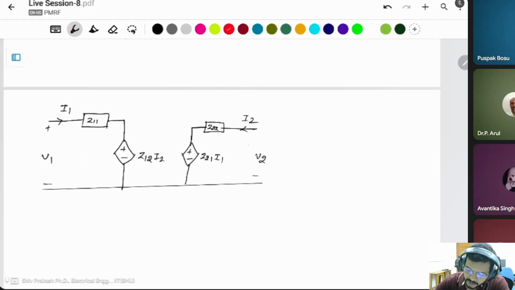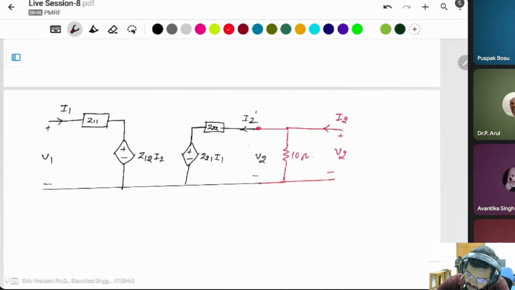Okay, but in the question, another resistance is added as 10 ohm. Then after the final equation, you have to find this parameter. This is the V2. Voltage is same because of the parallel connection, but current is different. I have to write this as I2 in our case, and this is taken as I2 dash.